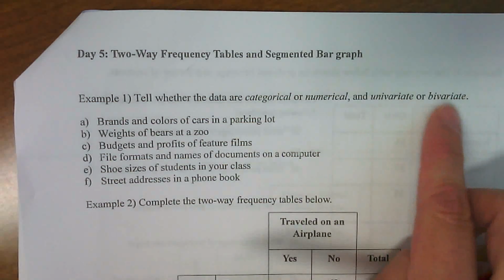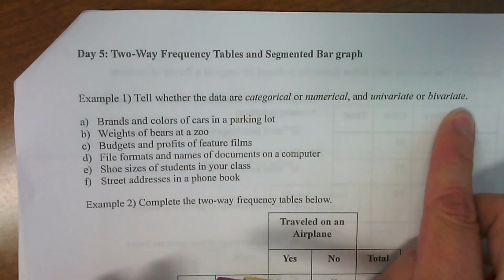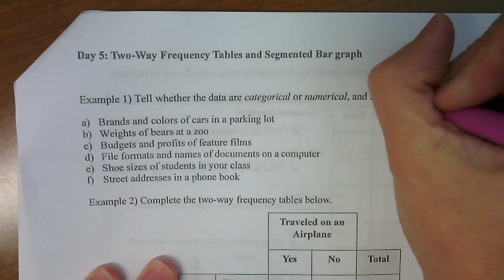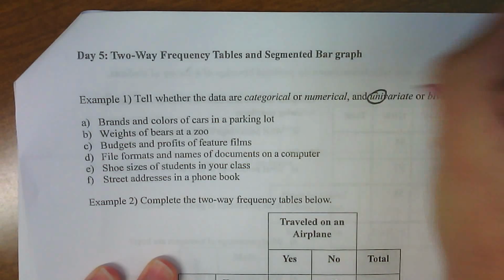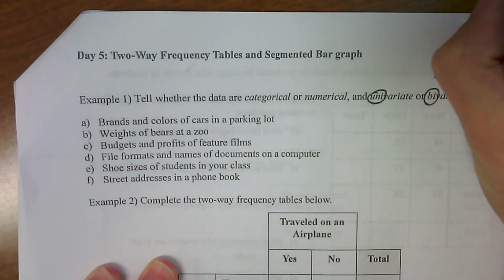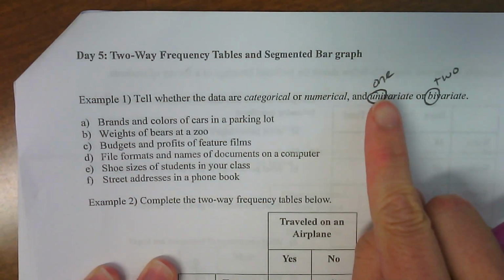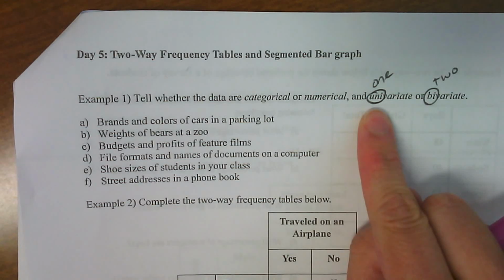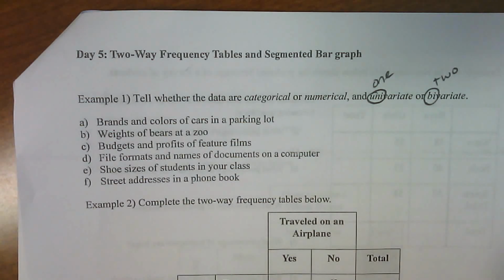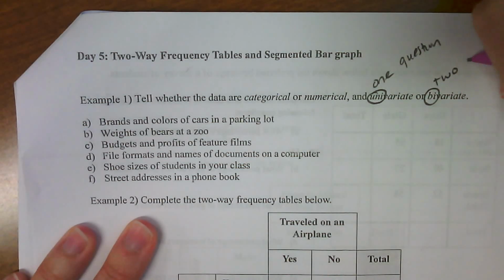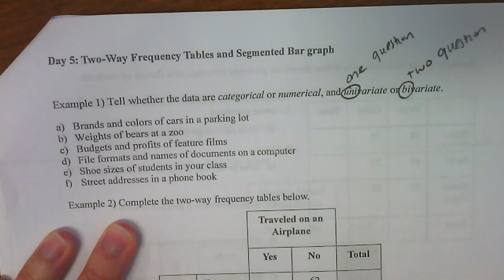These two words are the new words, univariate and bivariate. So when you think about these words, you want to think about this prefix here and this prefix here. This means one and this means two, right? So if you're doing a survey or collecting pieces of data, this would be like you're asking one question if you're doing a survey, and bivariate would be like you're asking two questions.